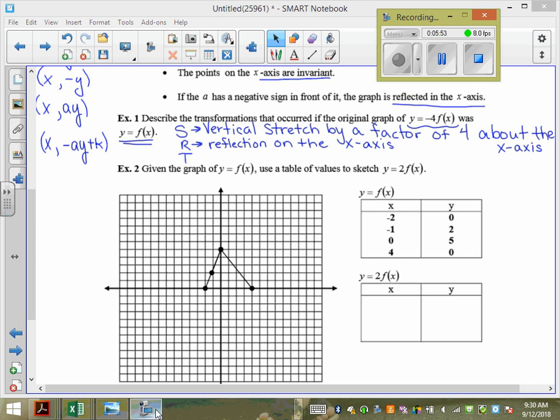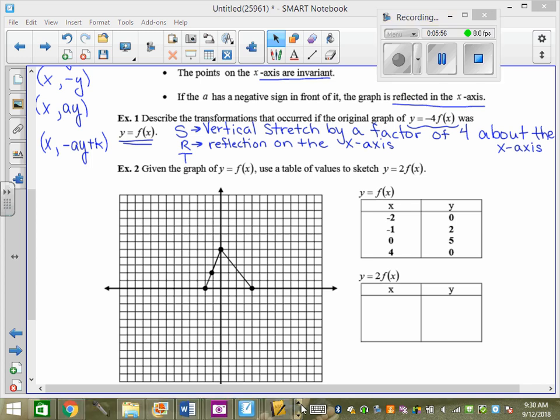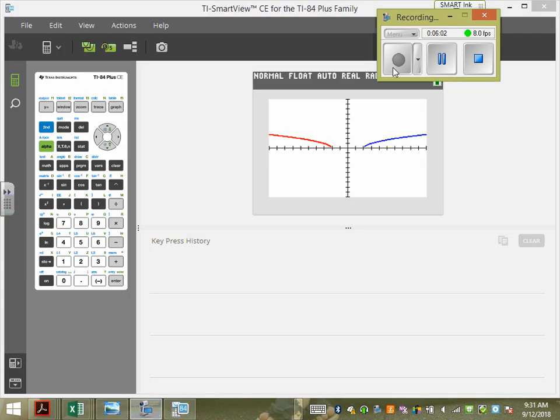So, oh, where's my calculator? It was on the other one, wasn't it? It went away. Okay.